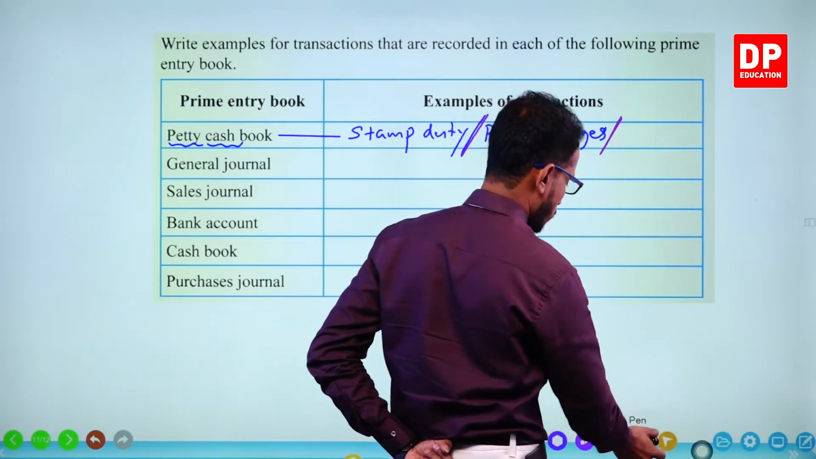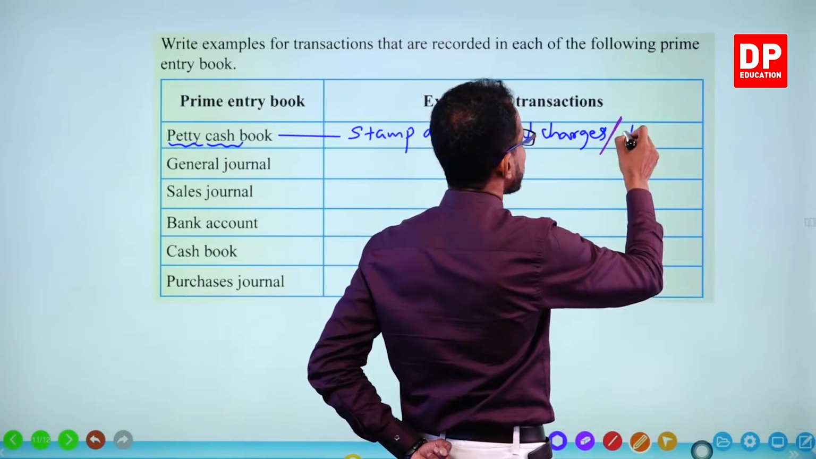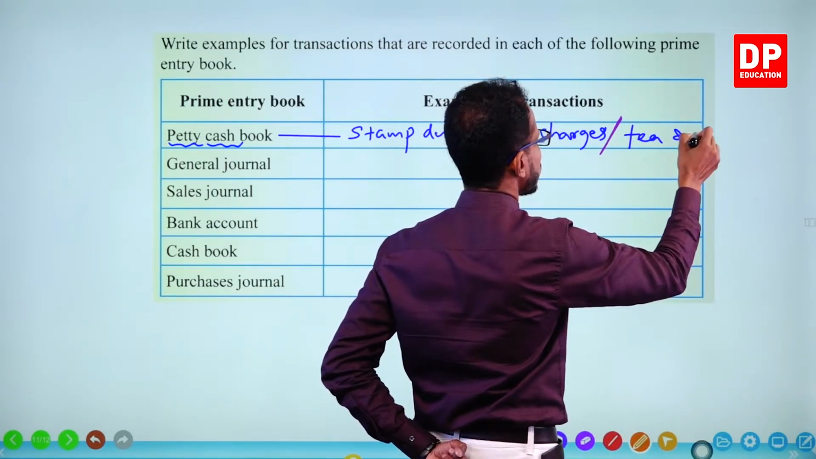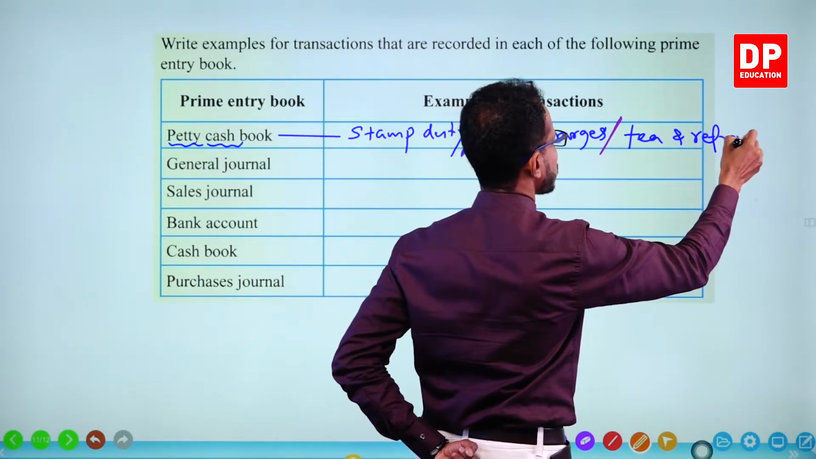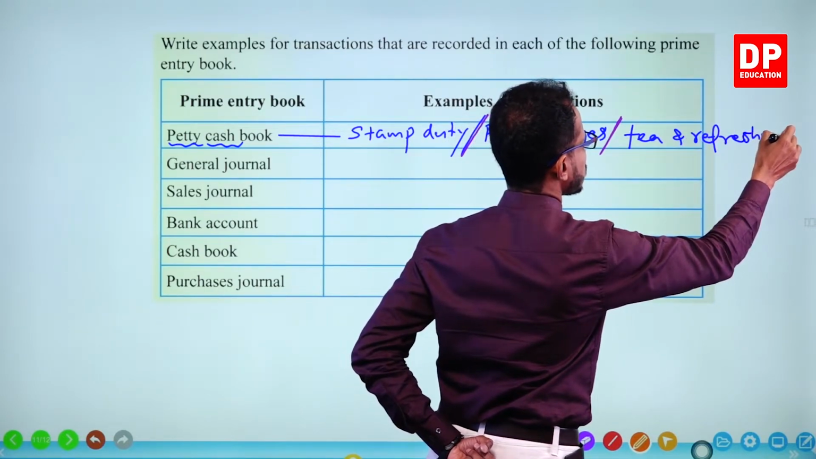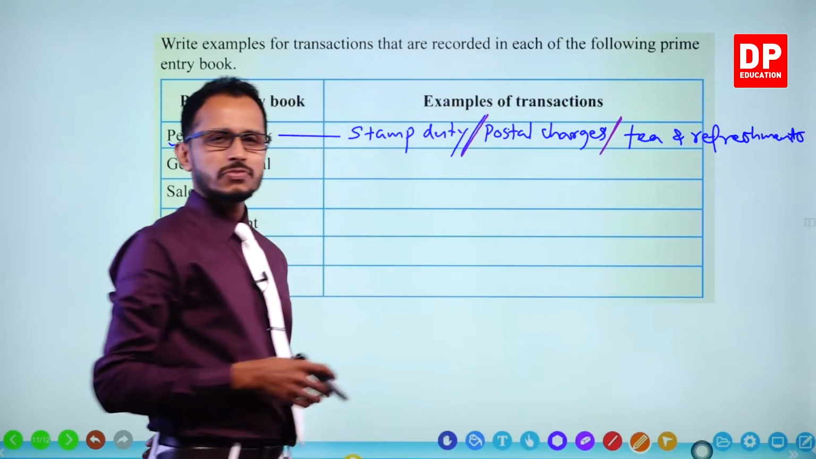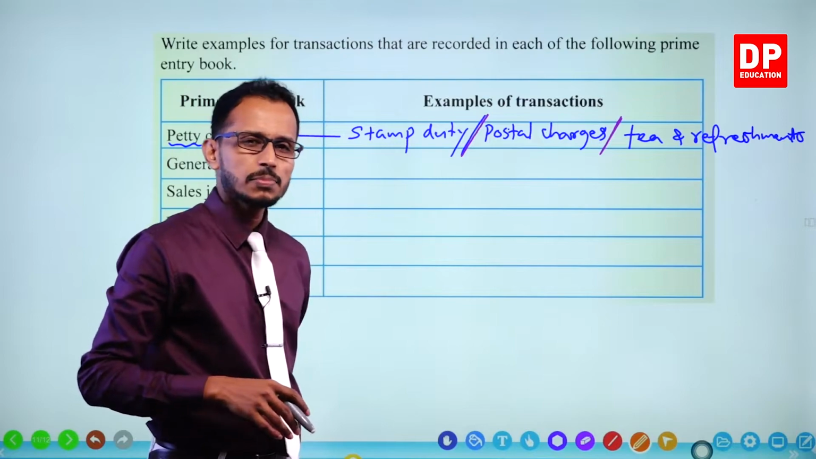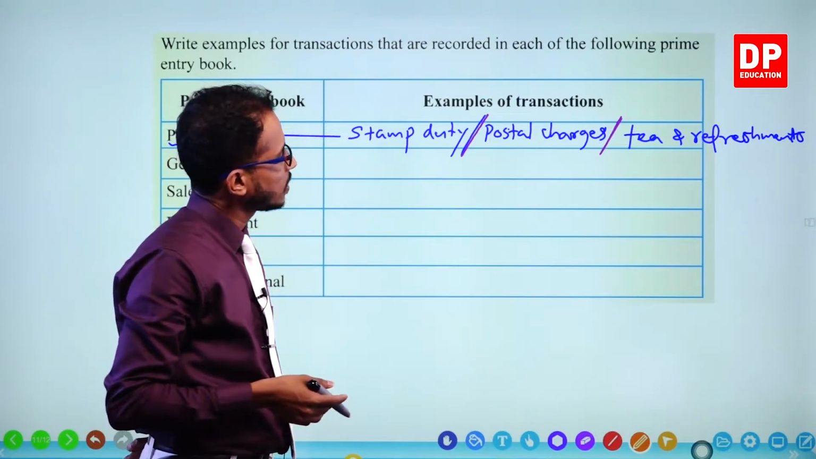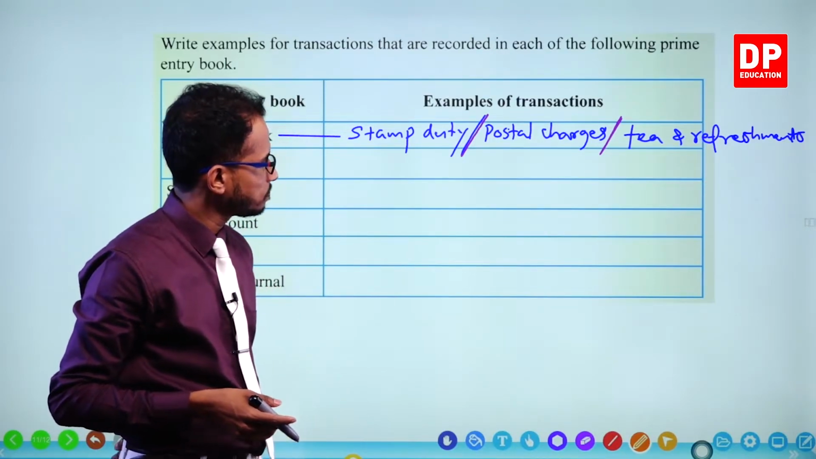Tea and refreshments, which means buying a packet of biscuits for the employees. Those type of small daily expenses, tea and refreshments.